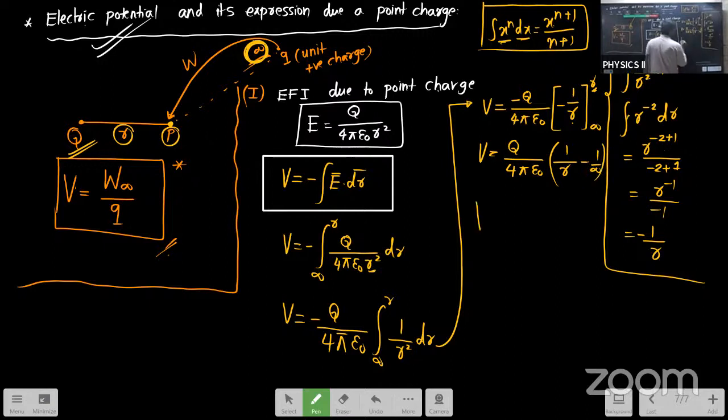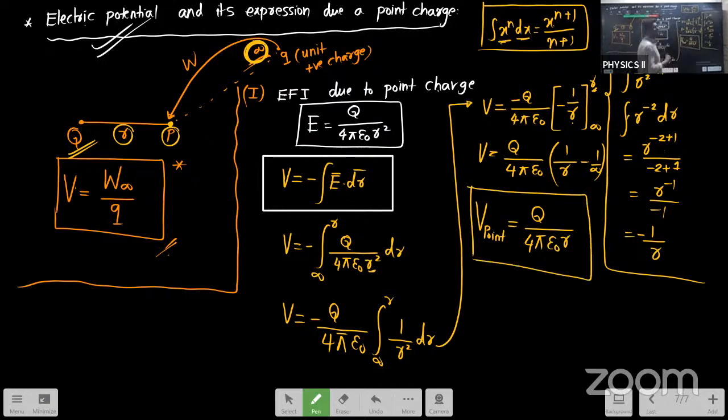So our final answer, electric potential due to point charge, is given as Q divided by 4 pi epsilon naught into R. So this is the final answer for determining the electric potential due to point charge.